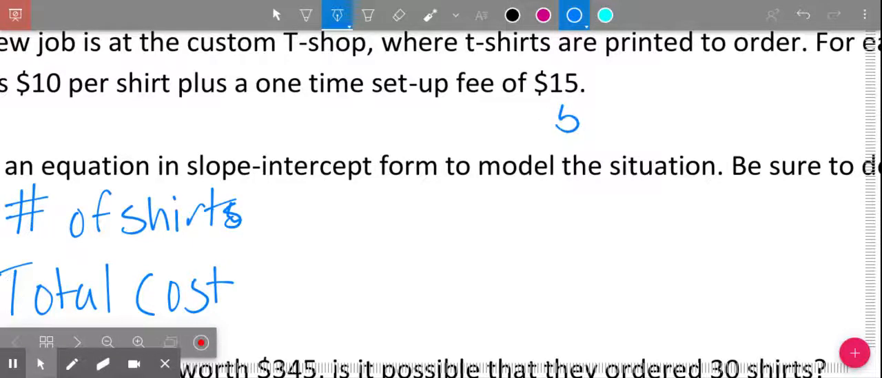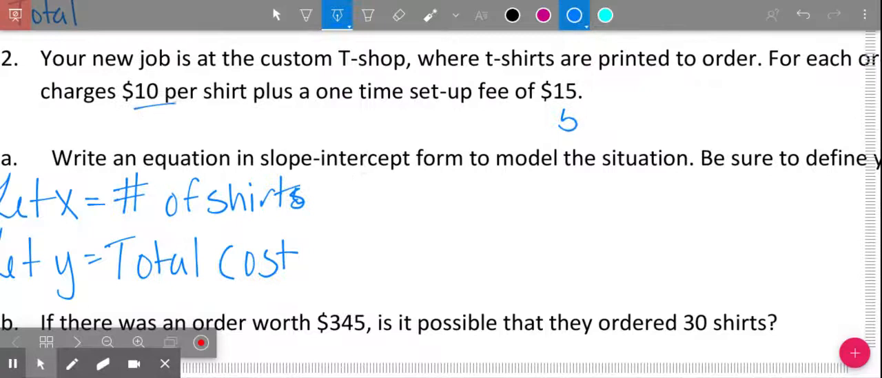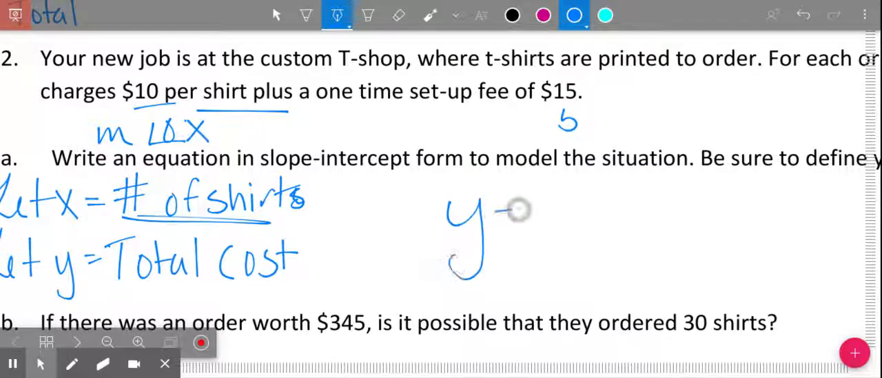So that's my starting point. And this is $10 per shirt, or $10 per X, because we said X was the number of shirts. Okay, so that 10 is going to be our slope. So we're going to have Y is equal to 10X, or my total cost is equal to $10 per shirt plus 15, my startup fee.